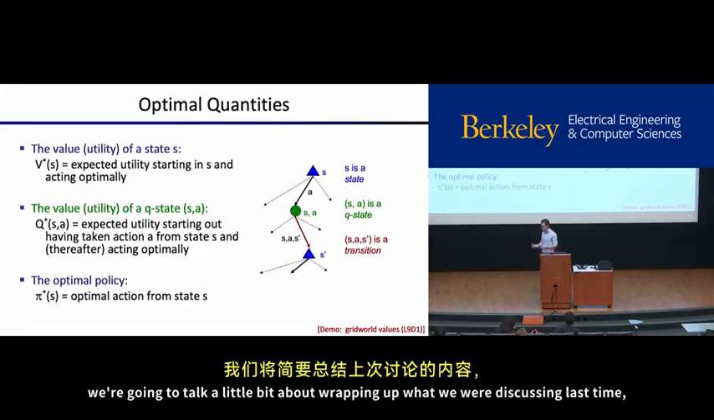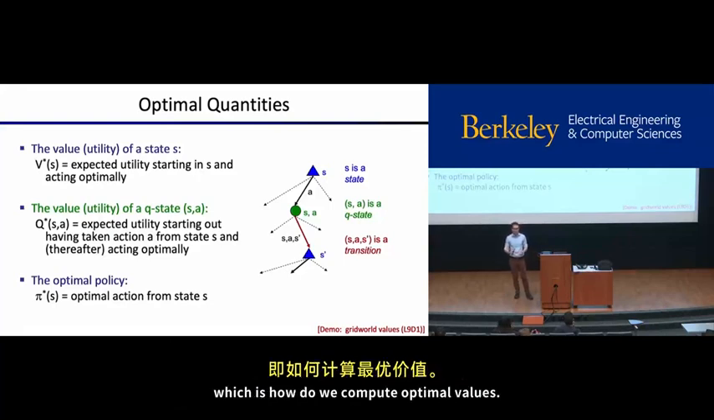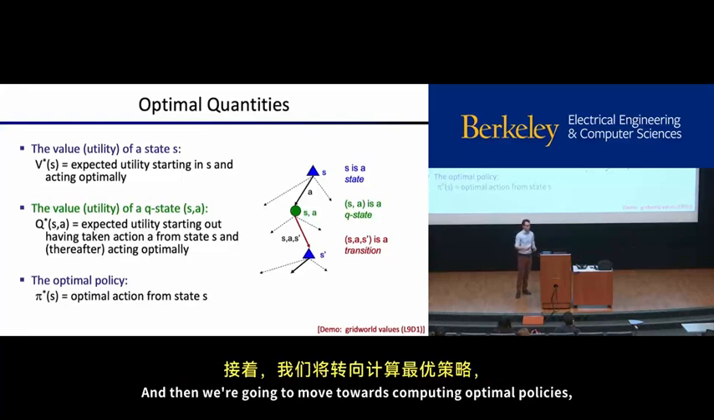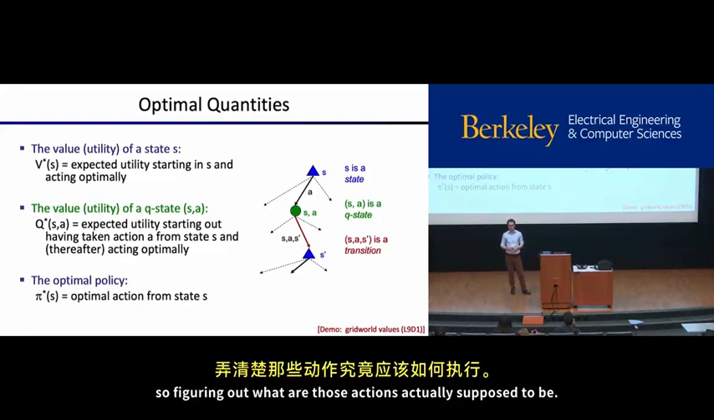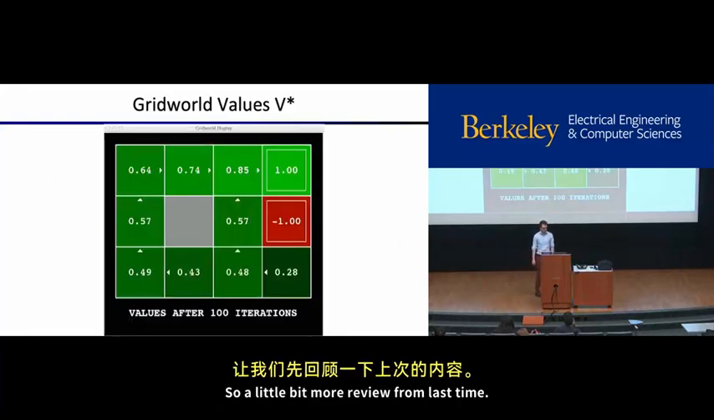So today we're going to talk a little bit about wrapping up what we were discussing last time, which is how do we compute optimal values. And then we're going to move towards computing optimal policies, so figuring out what those actions are actually supposed to be. Okay, so a little bit more review from last time.